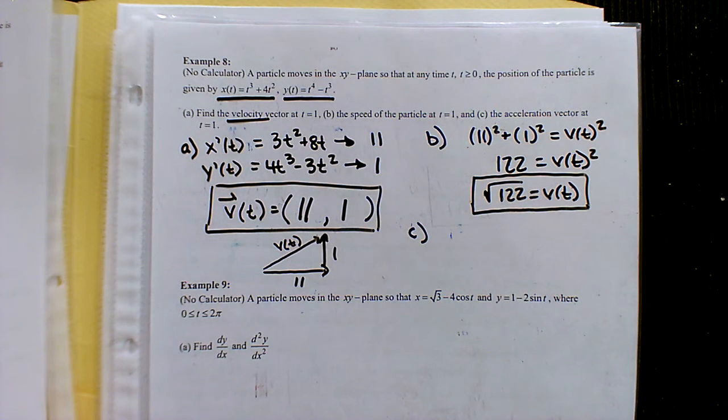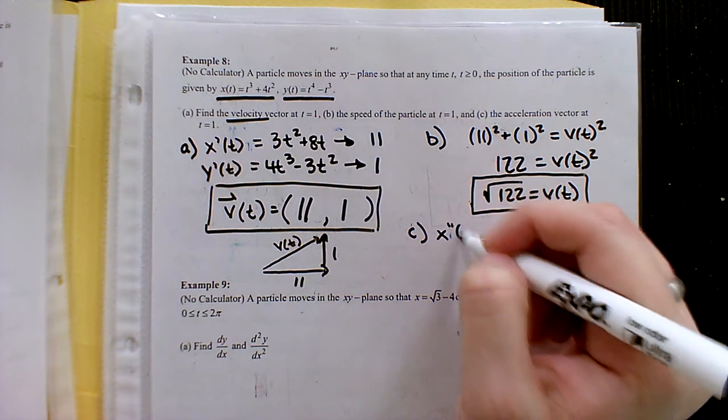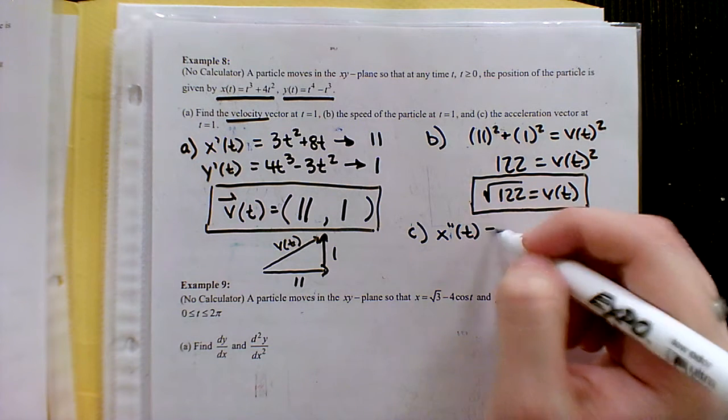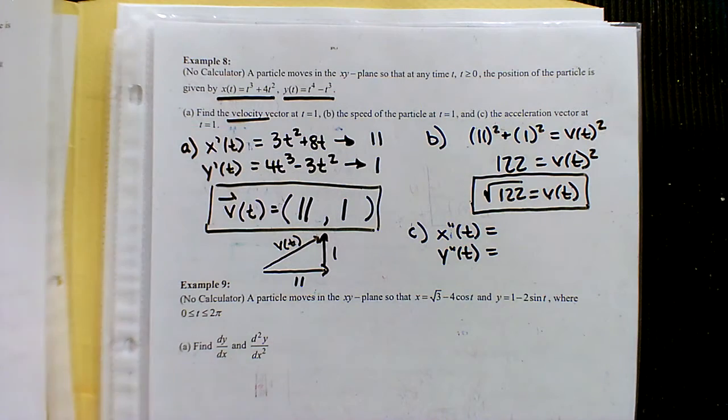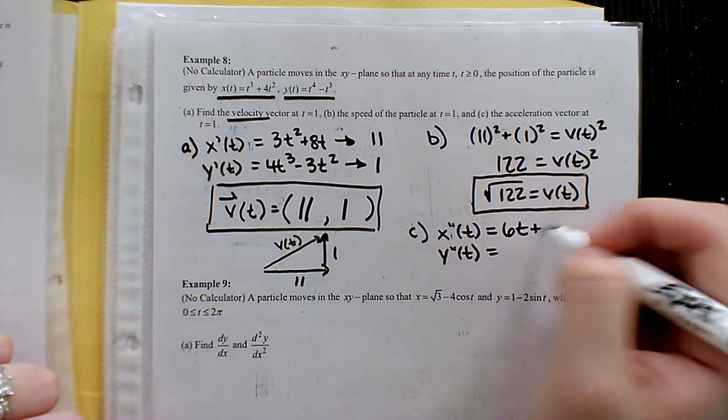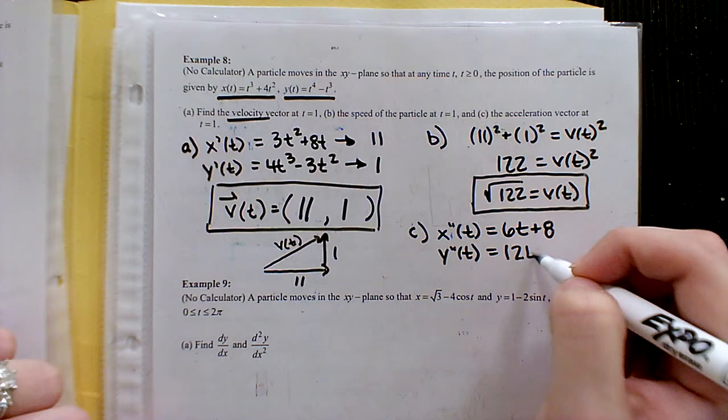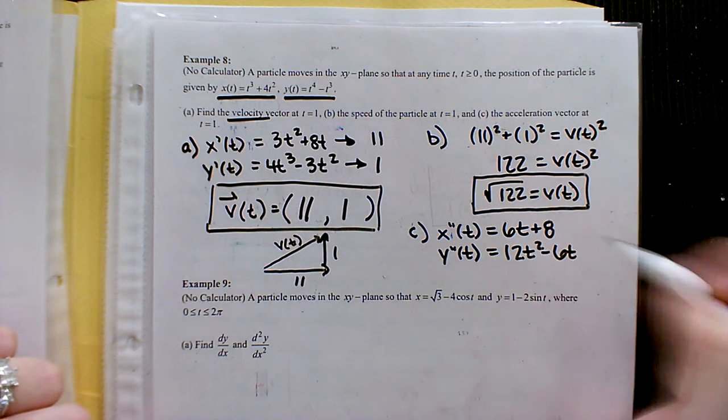You doing okay? All right, let's check out C. We also want to find the acceleration vector at time 1. How can we figure out the acceleration equations, first of all? The second derivative. So we're going to take the second derivative of the x equation and the second derivative of the y equation. We already know the first derivative, so that's nice. This would be 6t plus 8, and then 12t squared minus 6t.